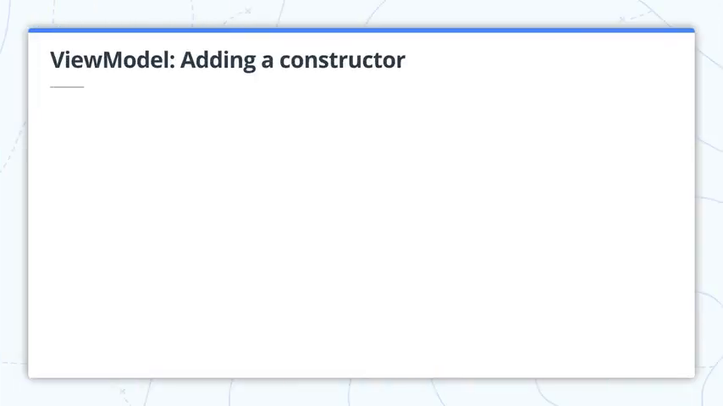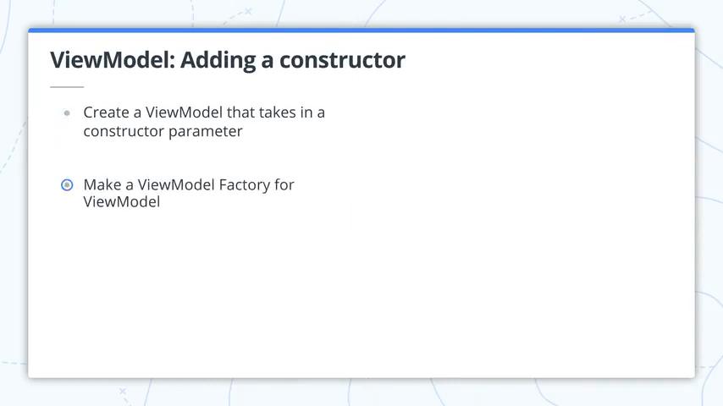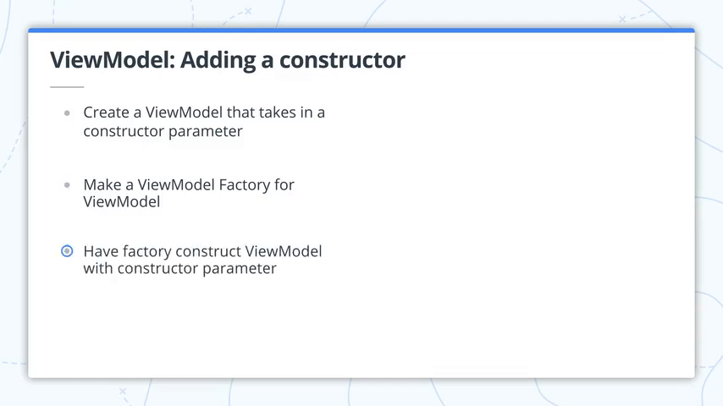Here are the steps. First, you'll create the score ViewModel, including the score as a constructor parameter. Then, you'll make a ViewModel factory class. Then, in that ViewModel factory class, you'll define a create method. The create method is what calls the score ViewModel's constructor. And finally, we'll add the ViewModel factory to the call to ViewModel providers.